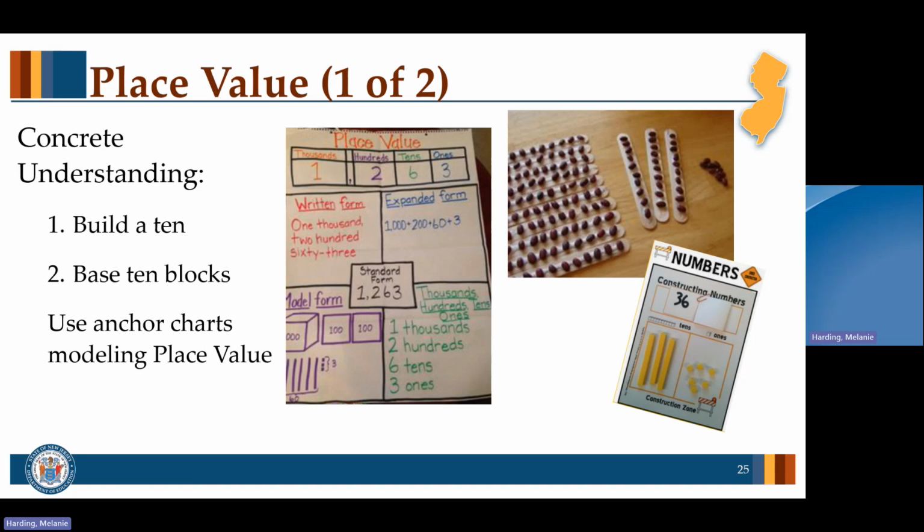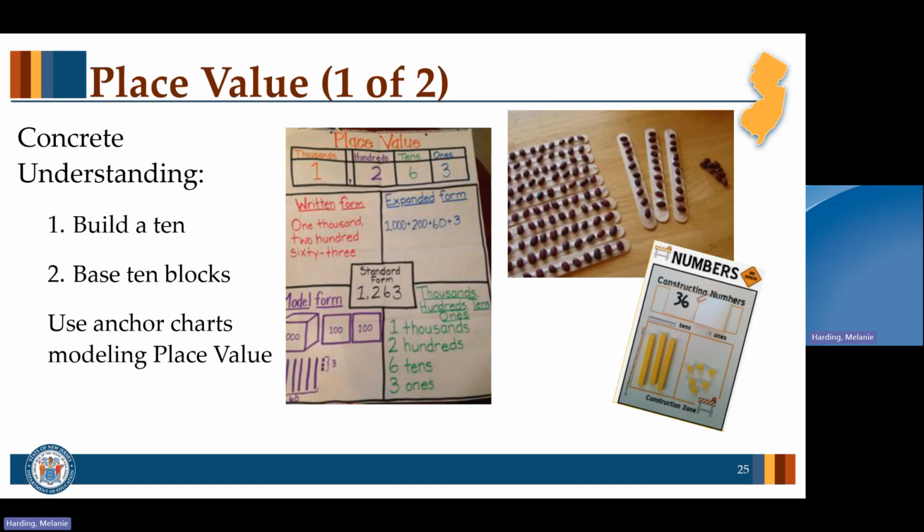Okay, place value is so important. We need kids to understand the structure of the place value system. Kids need ways to understand ways that numbers can be partitioned, and we need to assist them in developing that flexibility with numbers. Students should understand concretely or conceptually through objects, words, and symbols. When teaching place value, you should always start with that concrete understanding. They should build ones, tens, and hundreds.